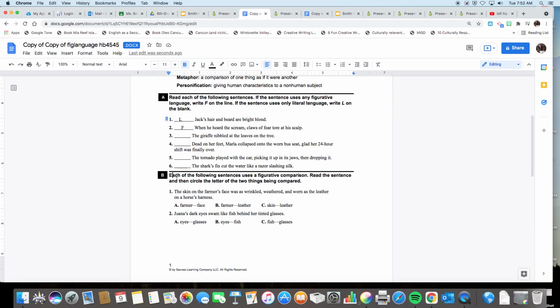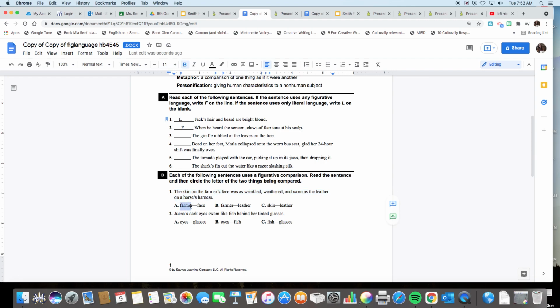Then part B, it says each of the following sentences uses a figurative comparison. Read the sentence and then circle the letter of two things being compared. So let's look at number 1. The skin on the farmer's face was as wrinkled, weathered, and worn as the leather on a horse's harness. Okay? So we're looking at what two things are being compared in this line.